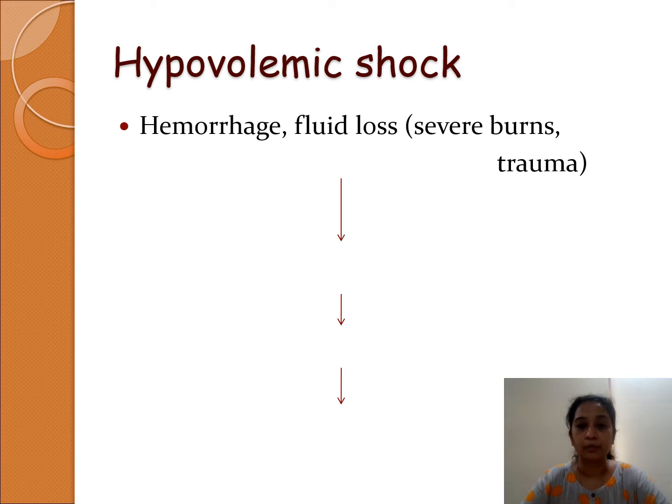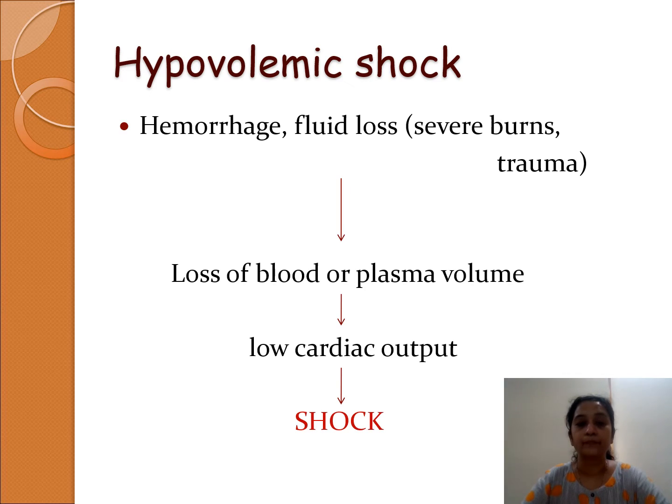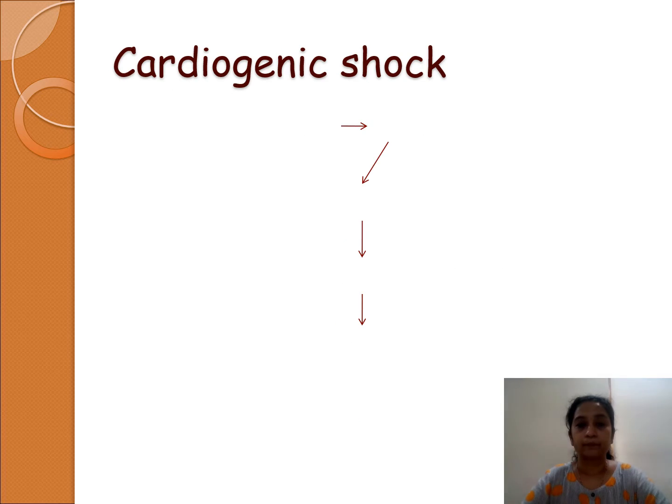So, what is hypovolumic shock? Hypovolumic shock is because of the reduction in the circulating volume of the blood. This happens in cases of severe hemorrhage or fluid loss, as in cases of burns, dehydration, and in cases of trauma. So there is loss of blood or plasma volume. This leads to low cardiac output and causes shock.